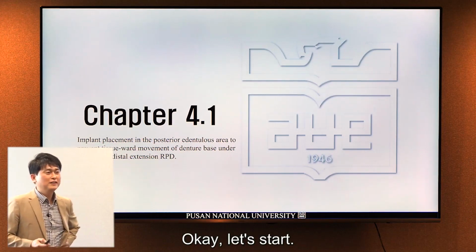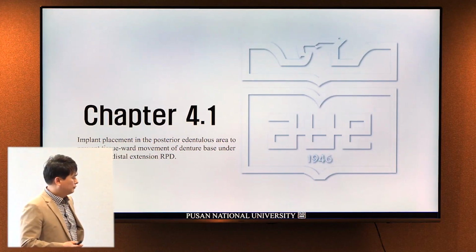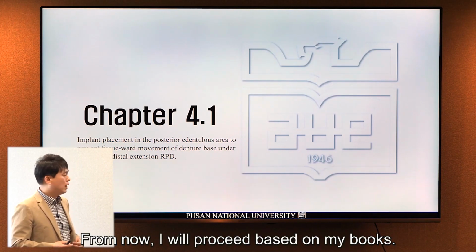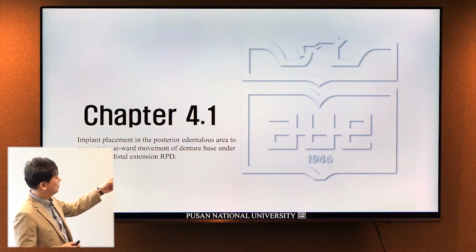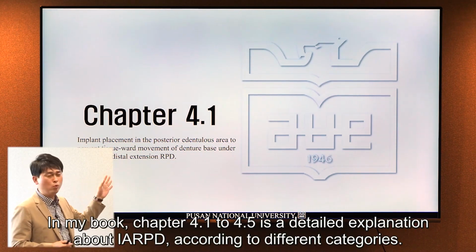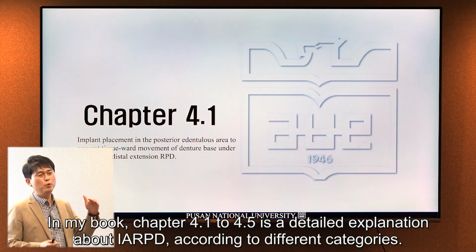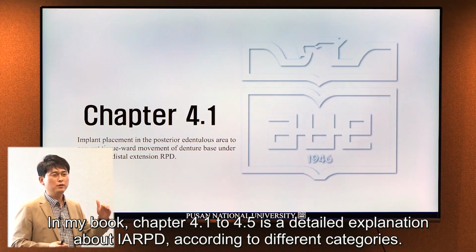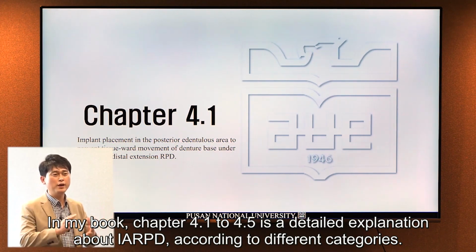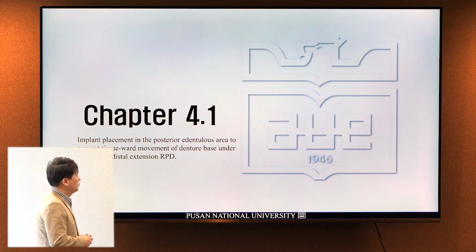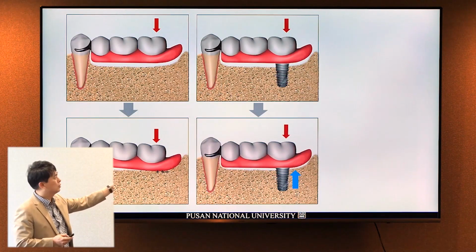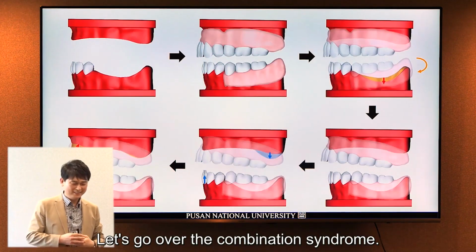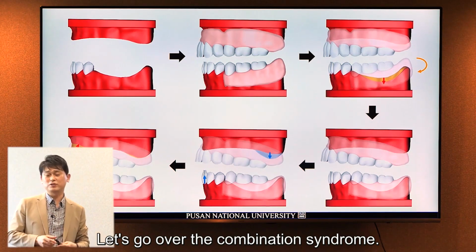Okay, let's start. From now, I will proceed based on my books. In my books, chapters 4.1 to 4.5 are the detailed explanation about the IARPD according to different categories. The first chapter is about the posterior implant, as I told you. So let's know about the combination syndrome.